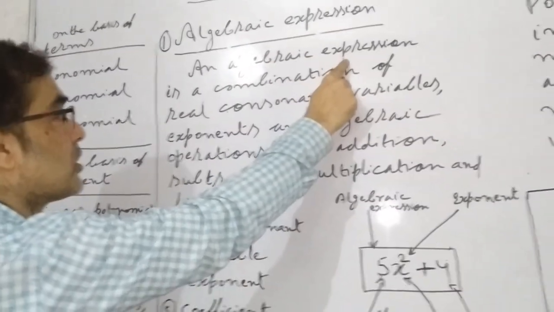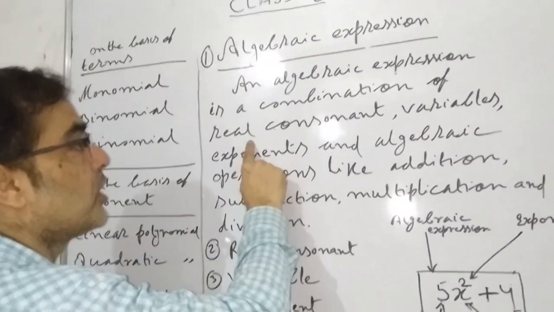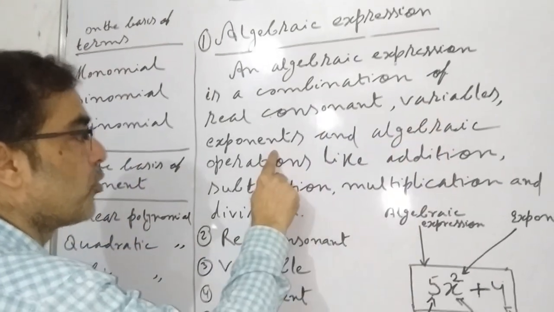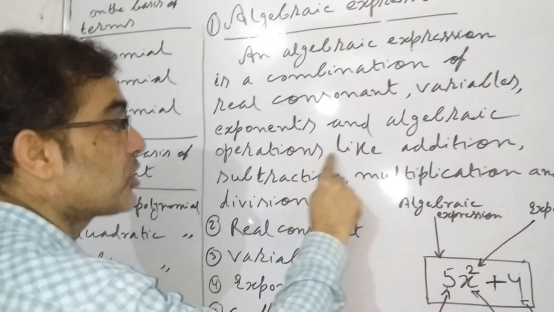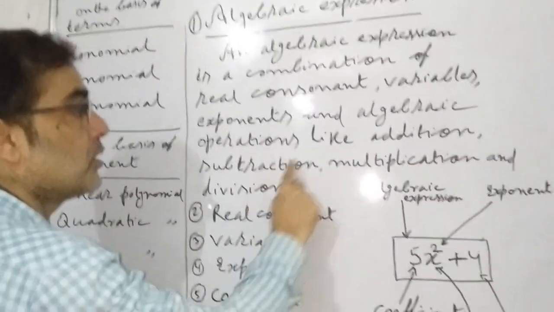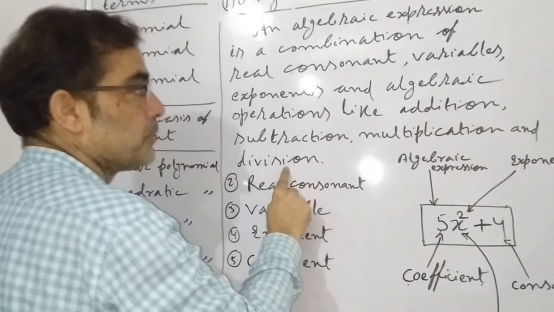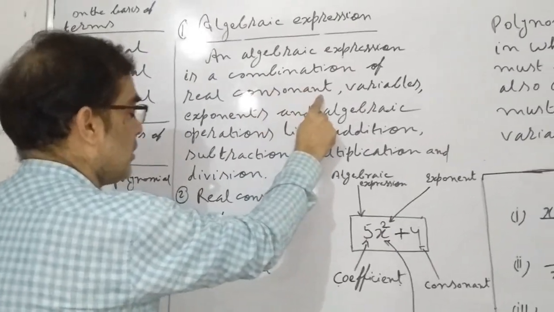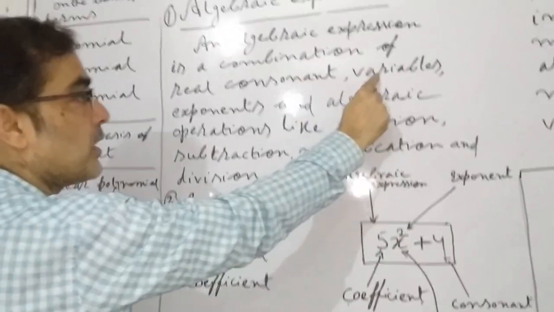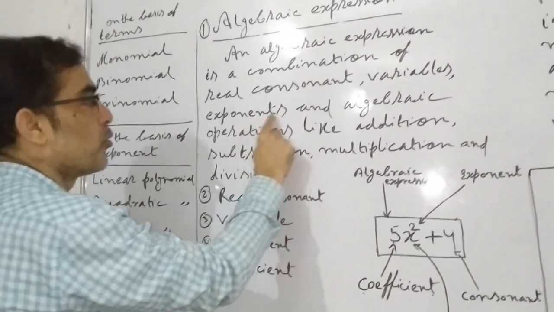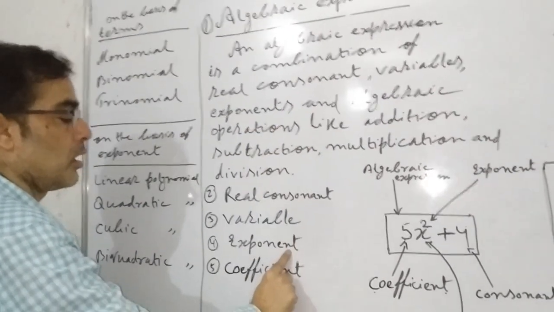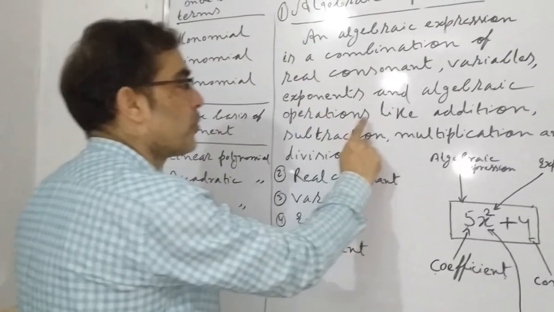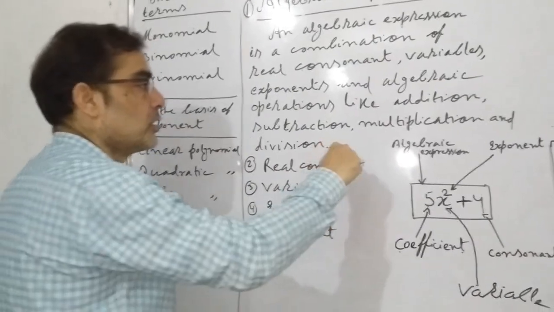An algebraic expression is a combination of real constants, variables, exponents, and algebraic operations like addition, subtraction, multiplication, and division. Here in this definition you will see constant, which is here, variables, which is here, exponent, which is here, and algebraic operations also you are seeing.